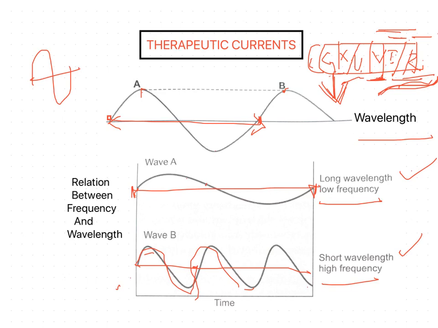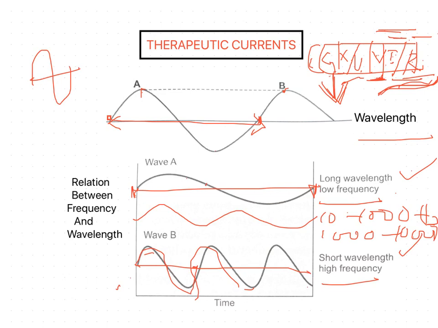So for low frequency, the frequency of these currents varies from 10 to 1000 hertz. 10 to 1000 hertz are called low frequency currents. There are also other waves called medium frequency, which belong neither to low frequency nor high frequency but fall in between them. Those frequencies are between 1000 to 10,000 hertz.